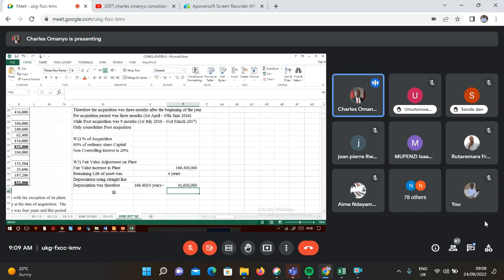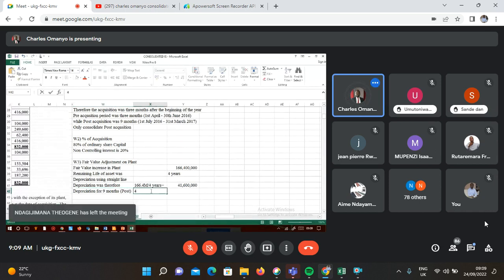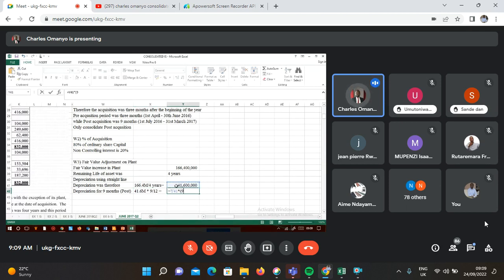But we are only interested in 9 months. Depreciation for 9 months, because we are only interested in post-acquisition, is equal to 41.6M times 9 divided by 12. That is equal to this amount times 9 divided by 12. So it gives you that value there. We will use those figures somewhere.